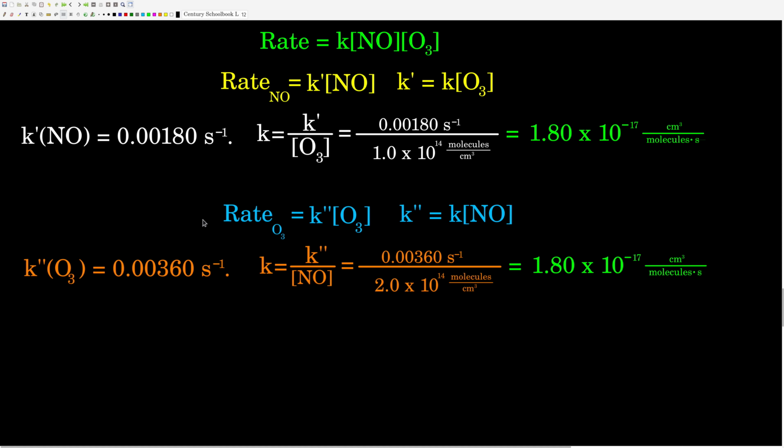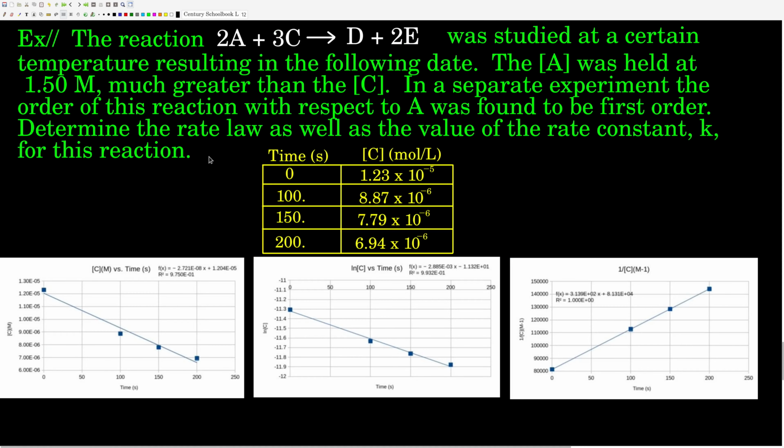Likewise, if we do the same thing for the second experiment where the concentration of nitrogen monoxide is held constant at 2.0 times 10 to the 14th molecules per centimeter cubed, we get the same thing, right? And we should. k should be the same. This just shows you that it's the same. So now we know everything we can about the kinetics under those conditions. We know the rate constant, and we know the rate law.